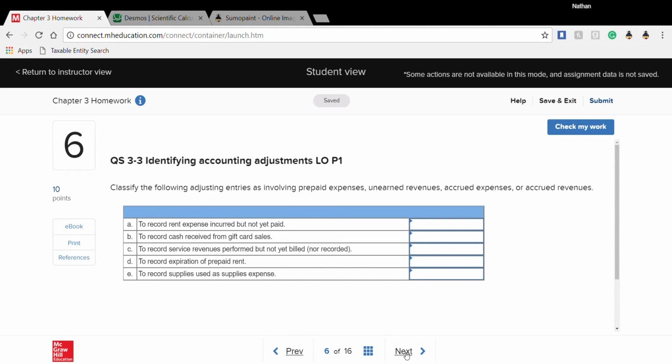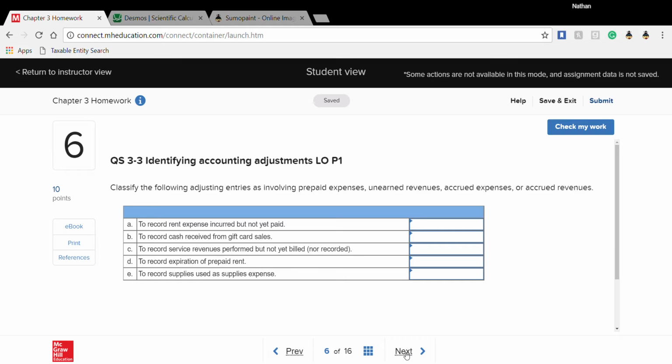Question number 6 basically wants to see how well you understand the following types of adjusting entries we deal with. One is prepaid expenses. Next is unearned revenue. Then we have accrued expenses and accrued revenue. So basically you're going to take the situation at hand and see if it falls in one of those four places.